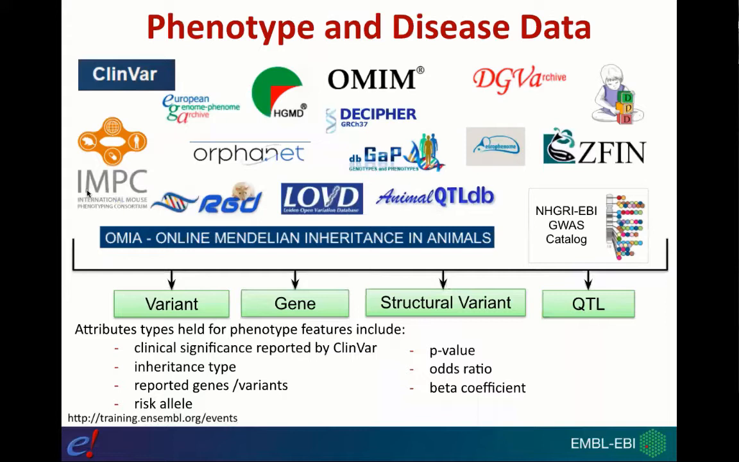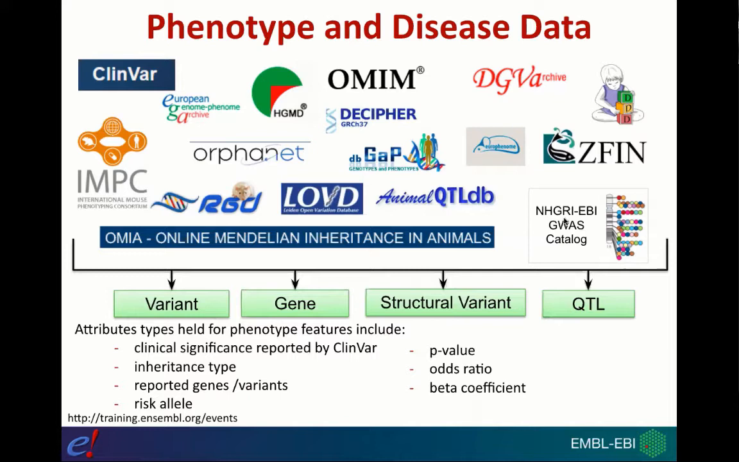The phenotype and disease data comes from a range of different sources, and this can be dependent upon the species of interest. Obviously for human, one of the main sources of phenotype and disease association is ClinVar and OMIM. But then we also look to sources like IMPC for mouse, the Rat Genome Database for rat, ZFIN for zebrafish, and Animal QTLdb for farmed animals, for example.